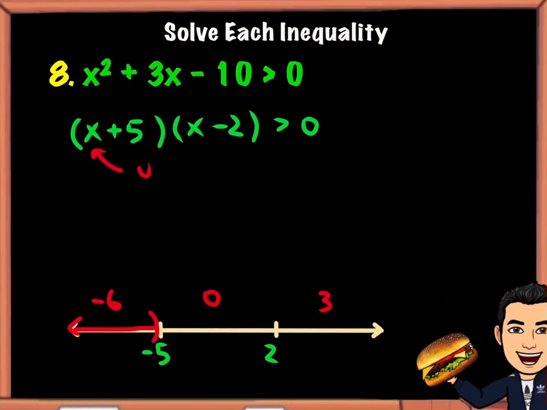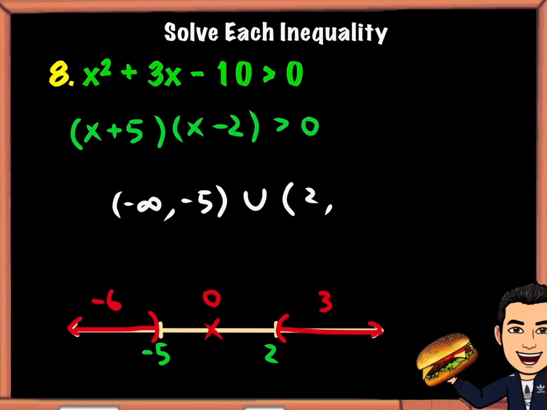If you insert 0 in there, you're going to have a positive multiplied by a negative, and this is not going to be greater than 0. So we don't want this interval. If you insert the 3, then you're going to have a positive multiplied by another positive, and that's going to be greater than 0. So we want this interval as well. So your answer is (-∞, -5) ∪ (2, ∞).